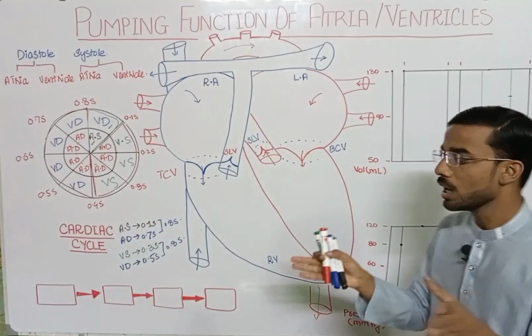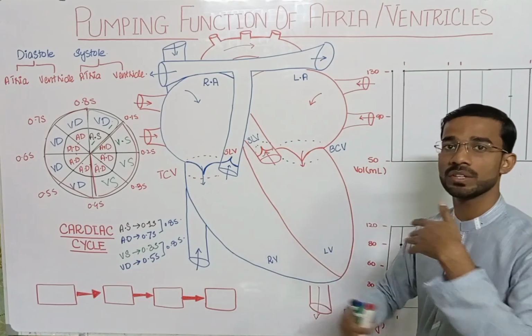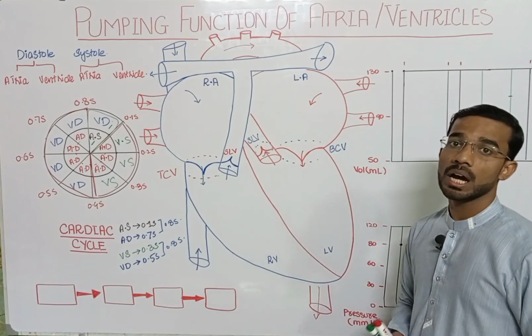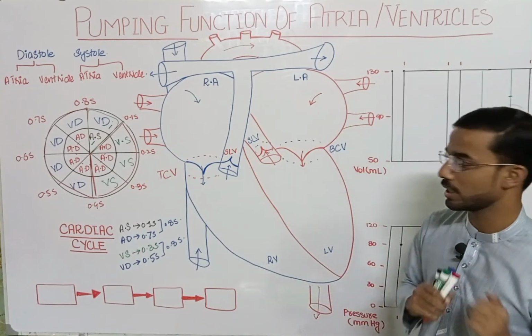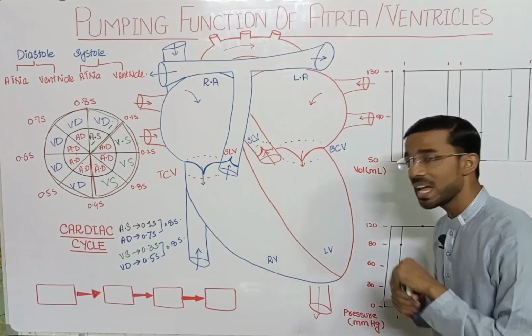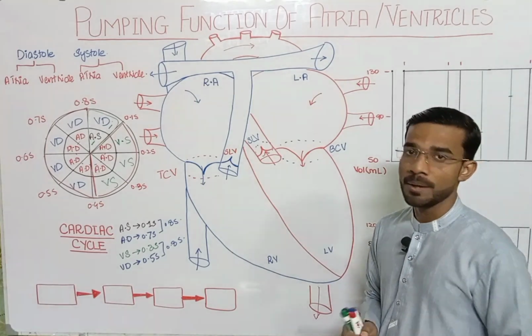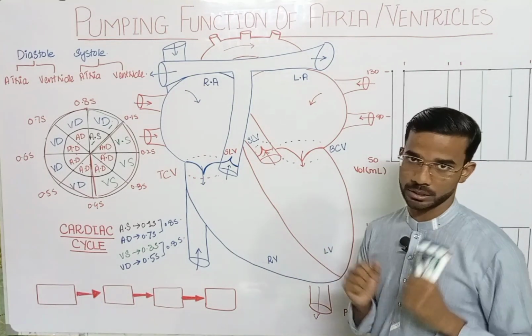So this is the basic cardiac cycle in which you see the different situations of the atrial systole and ventricular systole, atrial diastole and ventricular diastole. So this is the case. If you see my previous lecture, we discussed important things.